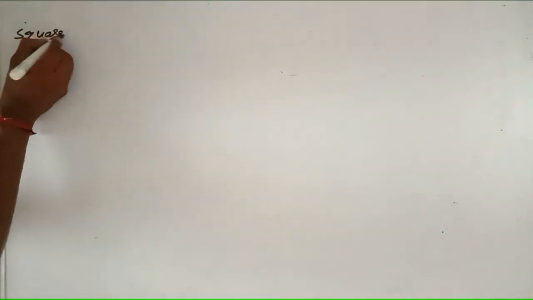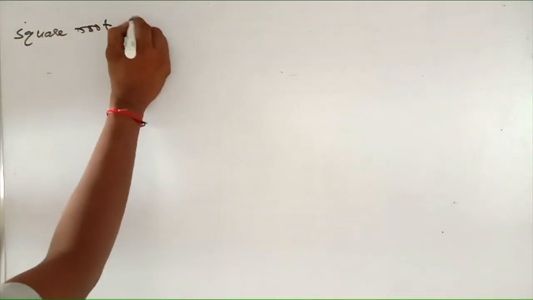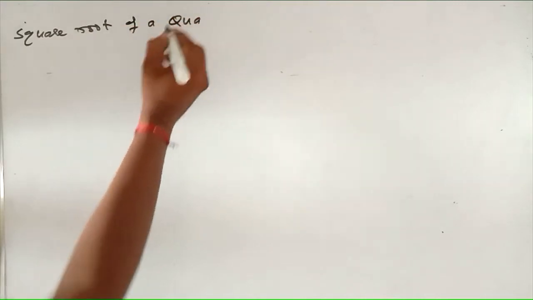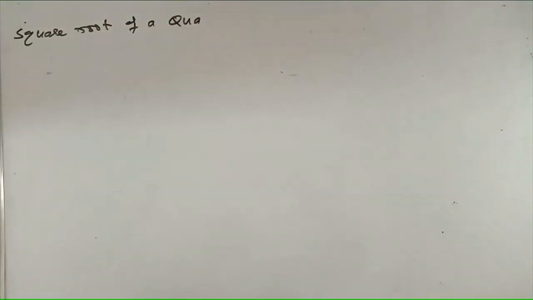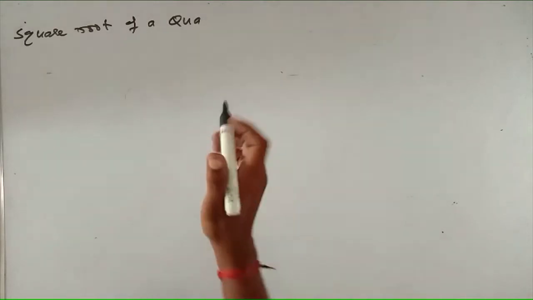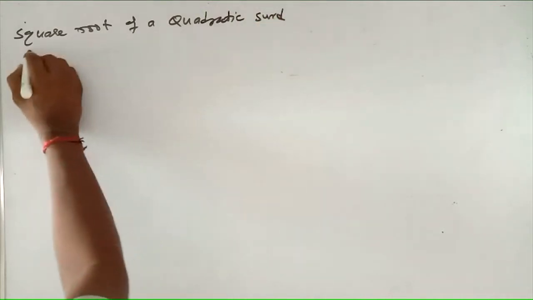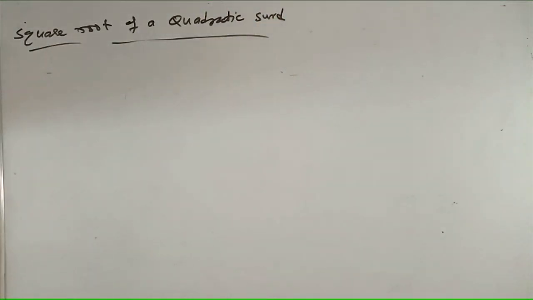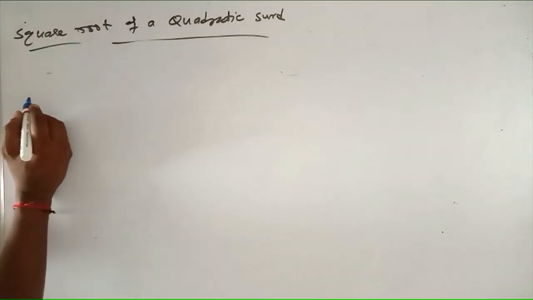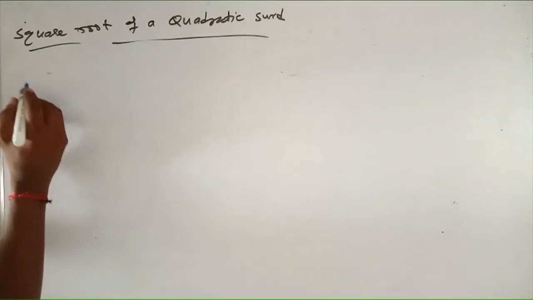Children, the next topic is the square root of a quadratic surd. Here, as an example, consider a plus root b as a real number where a and b are rational numbers and root b is a surd. Then I have to find the square root of a plus root b.